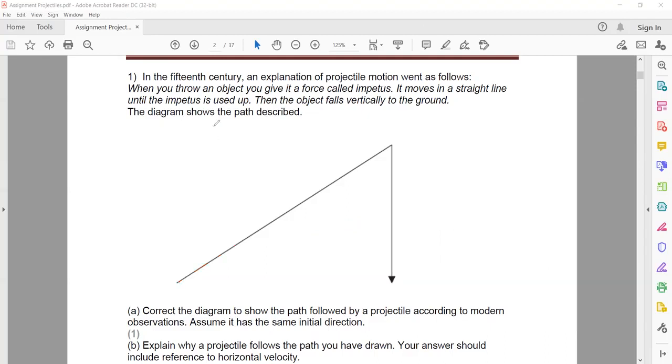Look, in this question, the first part they're saying this is a projectile motion which is represented in the 15th century. But correct the diagram to show the path followed by a projectile according to modern observation. So according to modern observation, if we launch a projectile at a certain angle, which path will it follow? It will follow a parabolic path, a parabolic curve followed by this object which undergoes projectile motion.